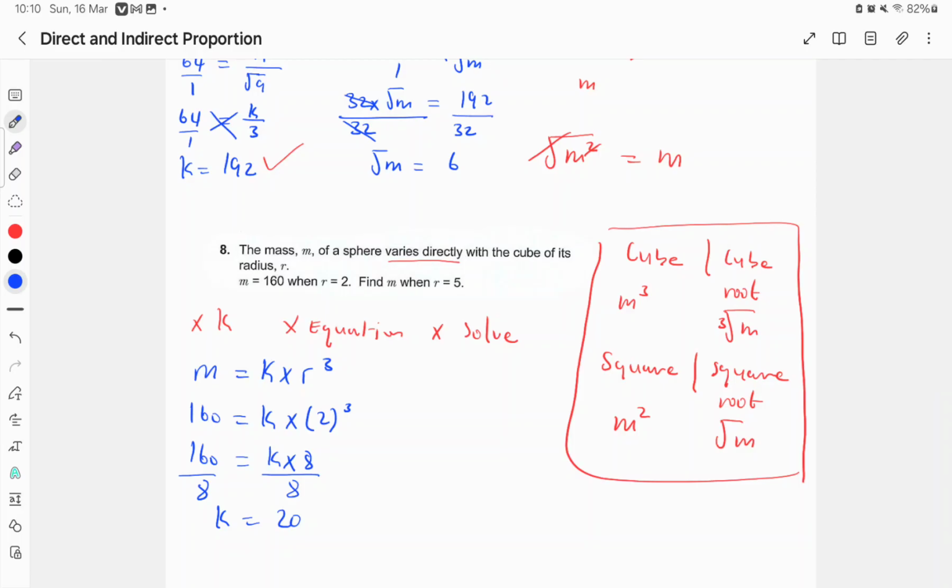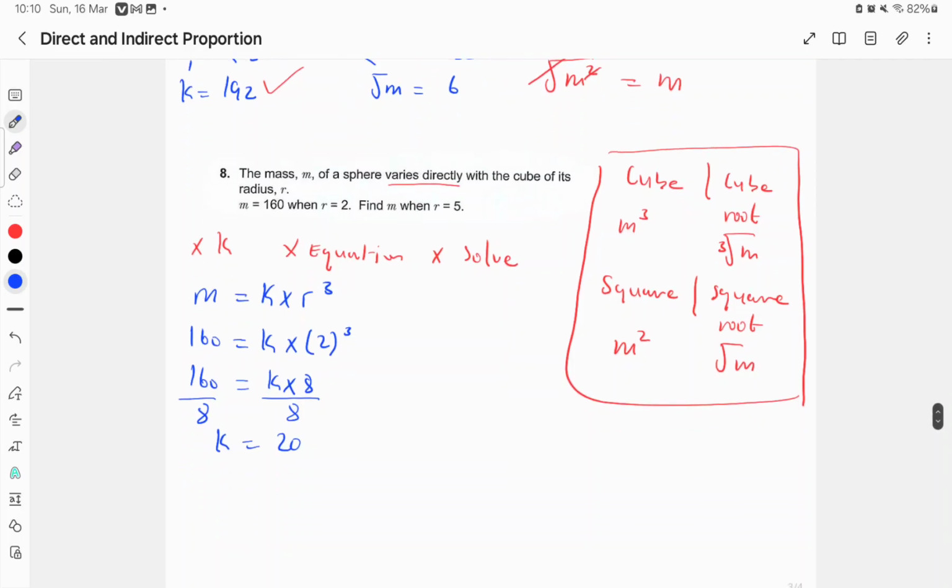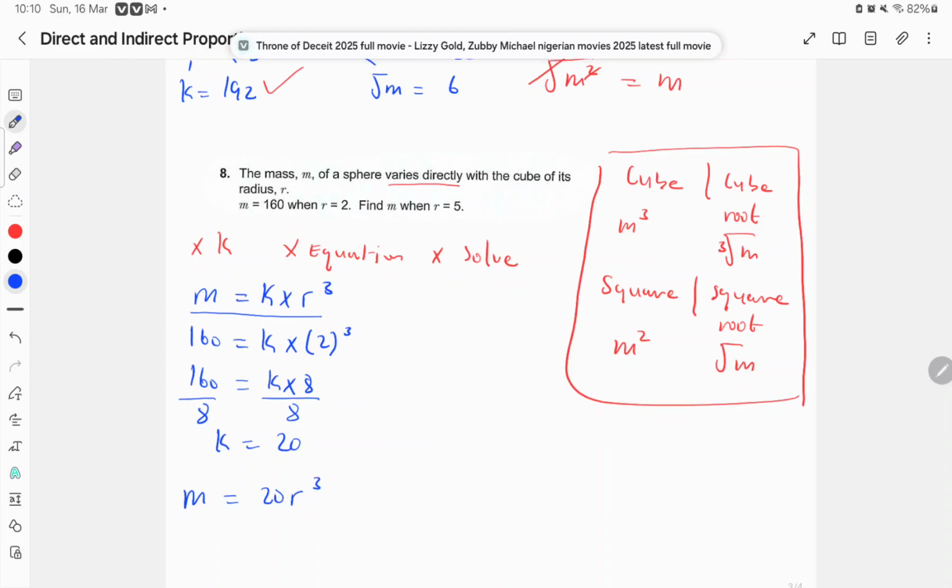You see, you have now your k. Now work out your equation. Your equation is already this one, just with the value of k worked out. So you just write m is equal to, what is k? k is 20, r to the power 3. m equals 20 r cubed. Okay, now that's our equation.